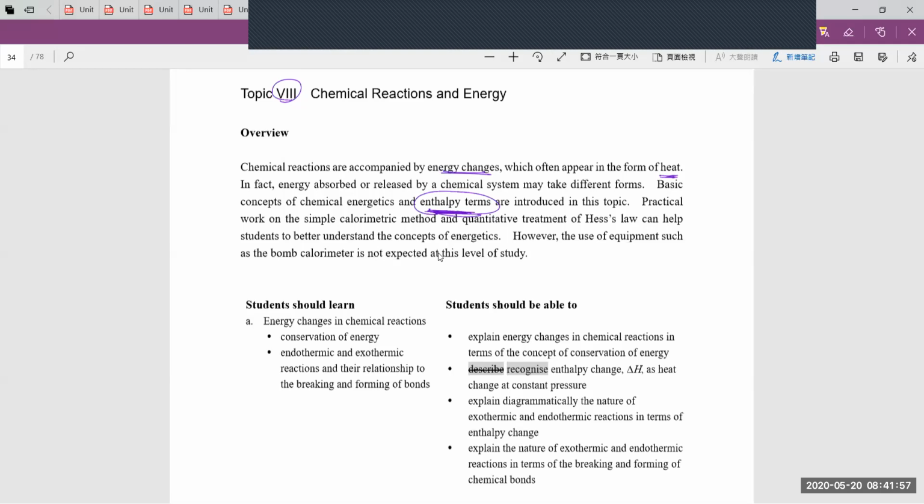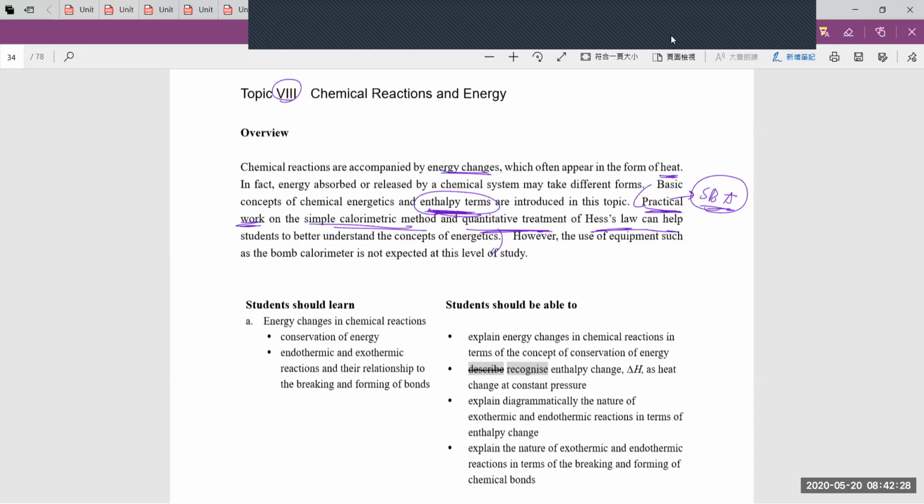And you are going to do some practical work. A simple calorimetric method and quantitative treatment of Hess's law can help students better understand the concept of energetics. That's why I would also introduce this part as one of the SBAs. Together with the titration experiment in another SBA, you need at least those two SBAs, which help you and give you an easier life.